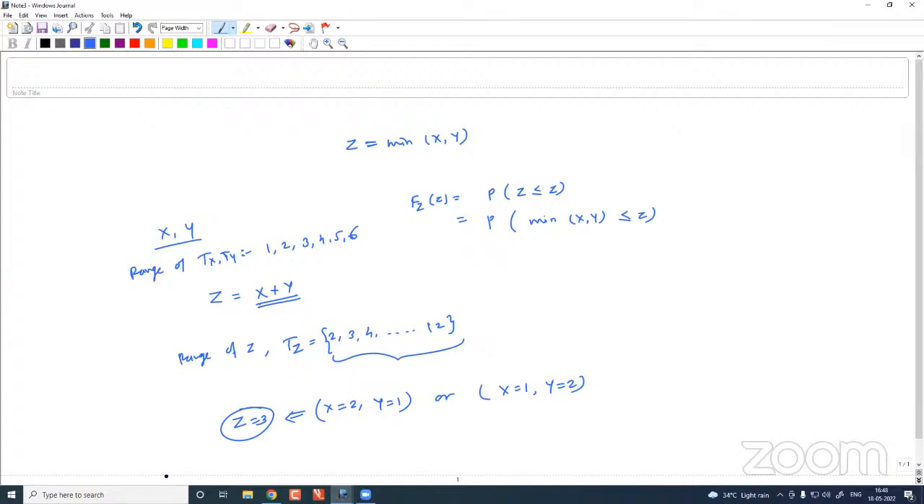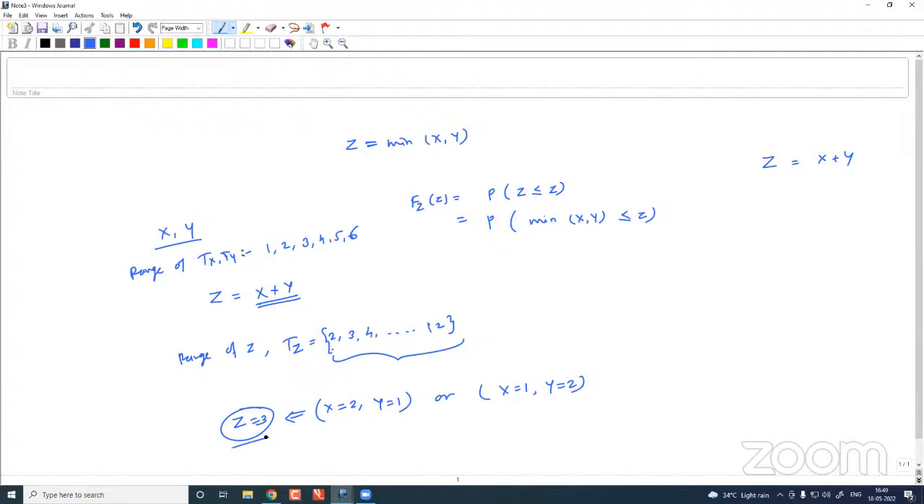But how did you write the range of z? The range of z means whatever values are taken by z. Z is equal to x plus y. When x equals 1 and y equals 1, z equals 2. When x equals 1 and y equals 2, z equals 3. We take the x and y values and find z correspondingly. The maximum will be 6 plus 6, 12. The minimum will be 1 plus 1, 2, and whatever values in between.